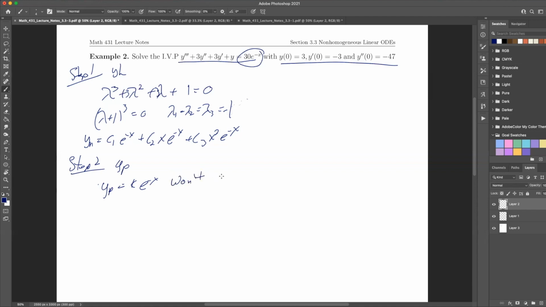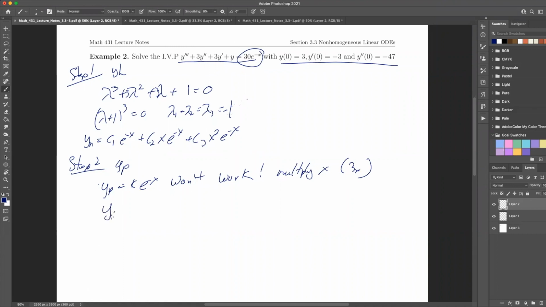And why won't it work? If we guess this, what should we get? Well, this is a homogeneous solution, right? We're going to get 0. So that won't work. So we have to multiply by x. How many times? Not once, not twice, but 3 times, right?